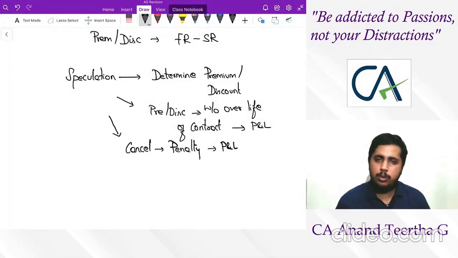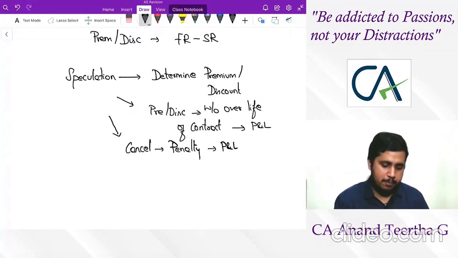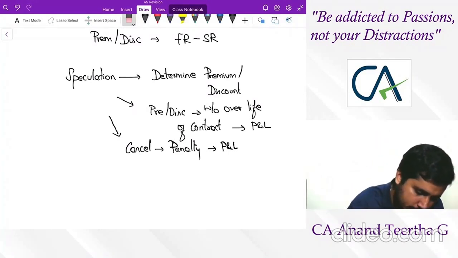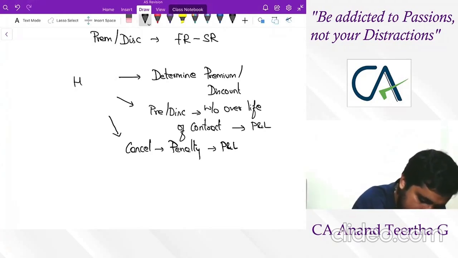Now bank will tell, okay, you cancel it, no problem, but you pay penalty for me because you are entered into a contract. There is a breach of contract. So pay penalty. Okay, pay penalty and close it off. That penalty is a loss to me which will be transferred to P&L. So this is the rule applicable for hedging purpose. Okay, I made a mistake by writing speculation. This is the rule for hedging purpose.